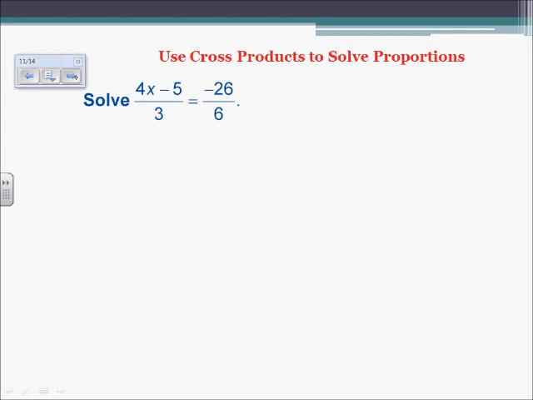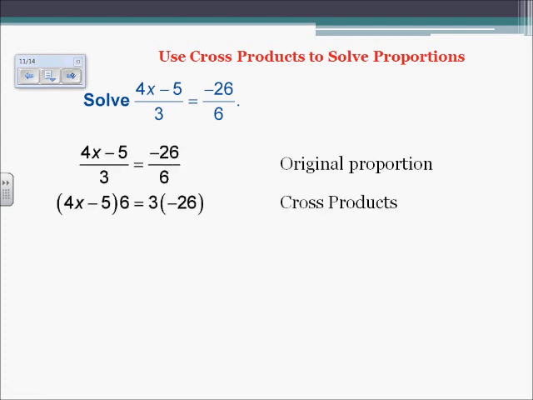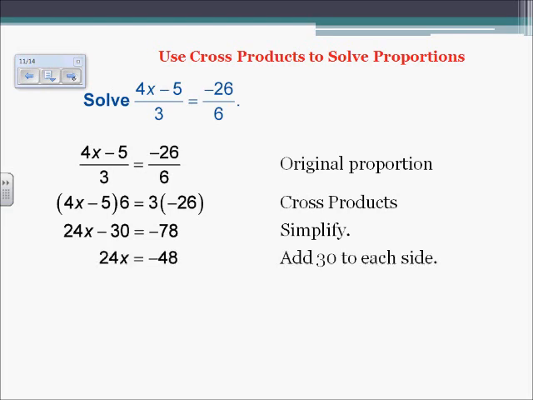Alright, another one, cross products, just making sure that we have this down. We cross multiply. We have 6 times 4x minus 5 is equal to 3 times negative 26. We have 24x minus 30 is equal to negative 78. Add 30 to both sides. We have 24x is equal to negative 48. Divide by 24, and we have x is equal to negative 2.